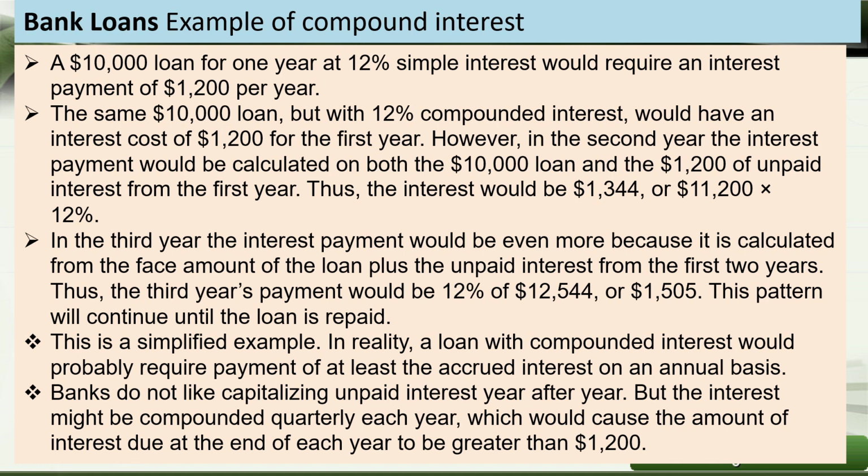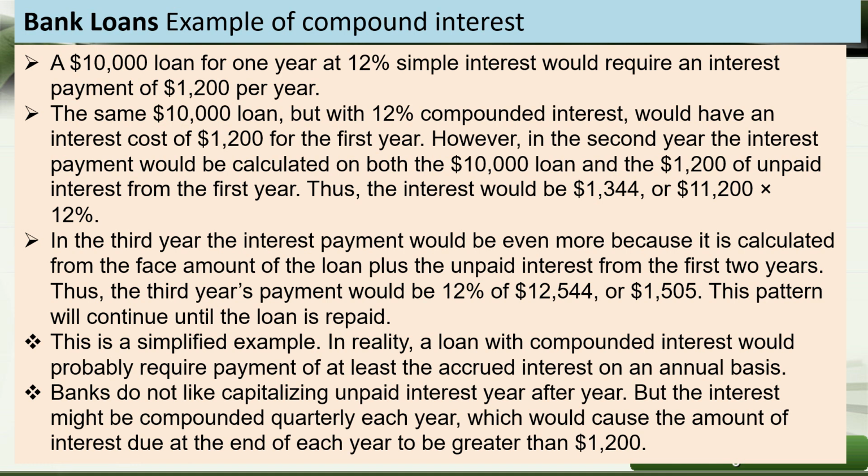However, in the second year, the interest payment would be calculated on both the $10,000 loan and the $1,200, which was the interest for the previous year, which will be unpaid at that time until this calculation. So therefore, the interest would be $1,344, which means 10,000 plus 1,200, which is 11,200, on which the 12% rate is applied. So this is applicable when the interest is not paid, and it will also be paid at the end of the maturity along with the principal plus all the compounded interest.